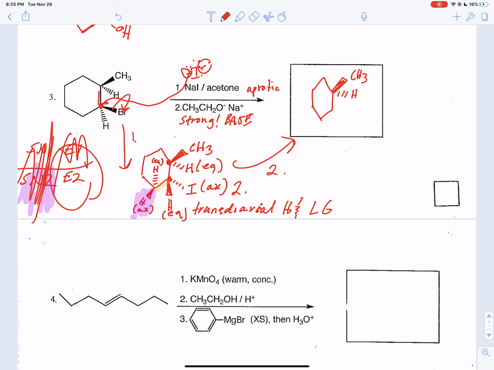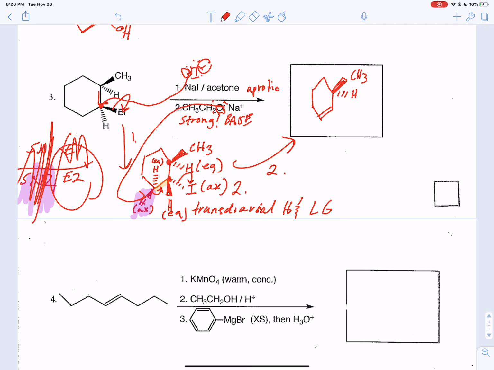And then the iodine had left, right? The base came, abstracted the proton right here, pushed the electrons down, formed the double bond, and iodide will leave. Okay? So our double bond forms right there, and that's it. Okay?